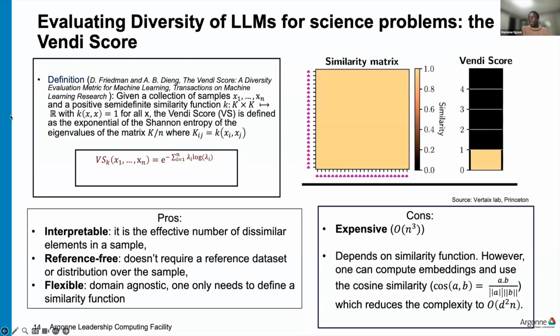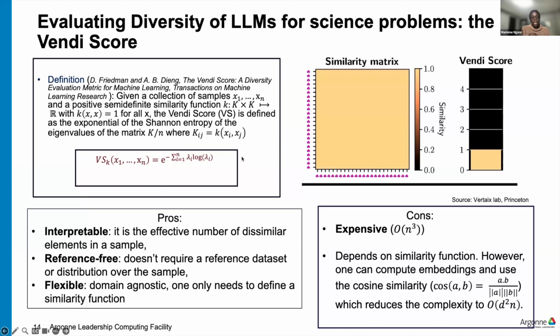I wanted to briefly talk about this metric called the Venn score, that is used to evaluate diversity of LLMs, but specifically for science problems. So this is very adequate for fields like genomics, molecular biology, and things like that. It's pretty straightforward. It basically needs samples. If you have your LLM, you would give it your outputs, and you also need to define a similarity function. You don't need to know anything about the model, and you don't need a reference data set.